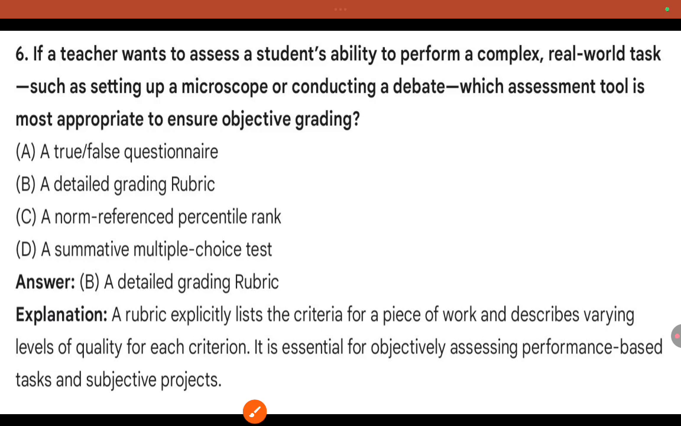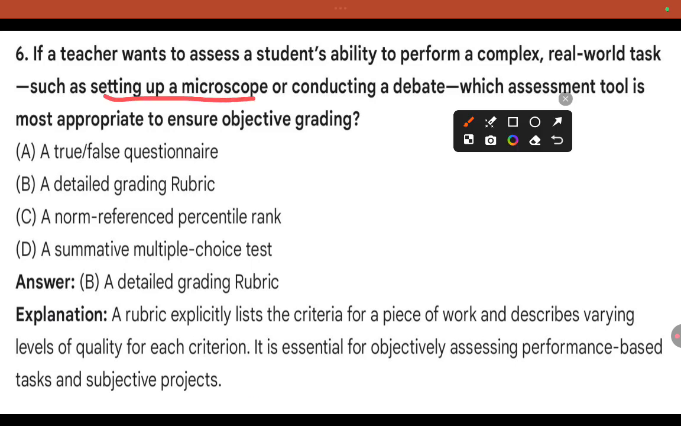Question 6. If a teacher wants to assess a student's ability to perform a complex, real-world task, such as setting up a microscope or conducting a debate, which assessment tool is most appropriate to ensure objective grading? A. True-false questionnaire. B. A detailed grading rubric. C. A norm-referenced percentile rank. D. A summative multiple choice test. So here is the answer, that is option B.